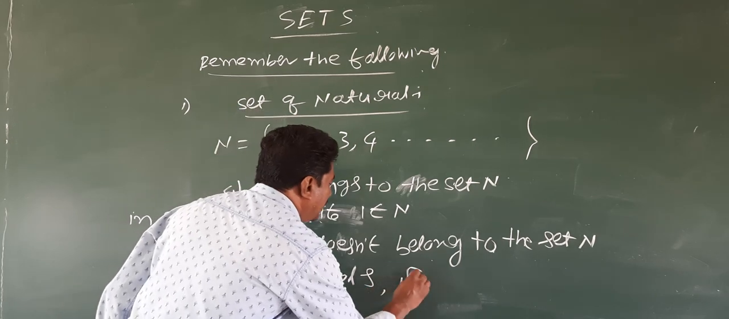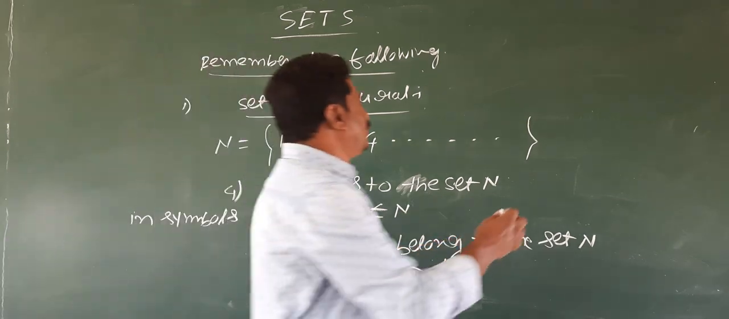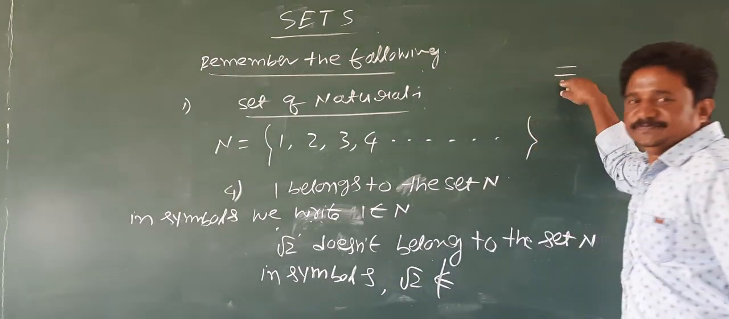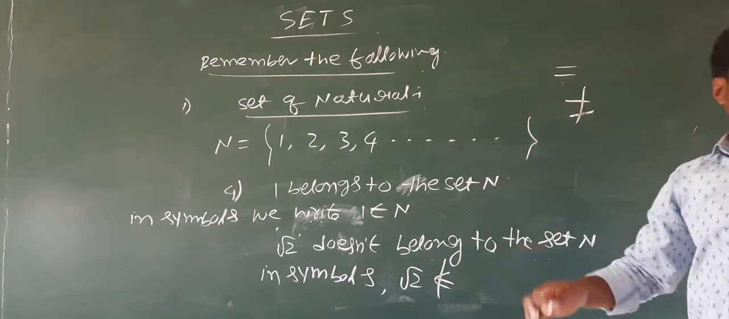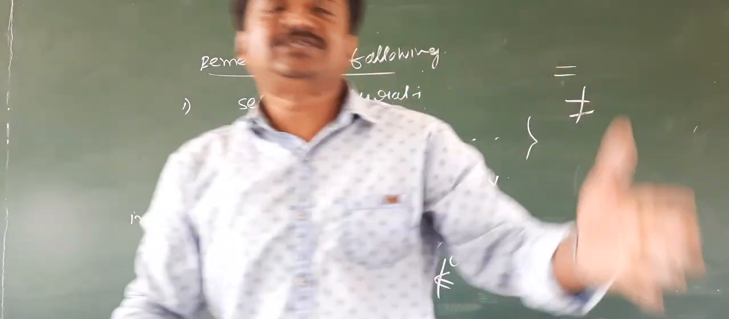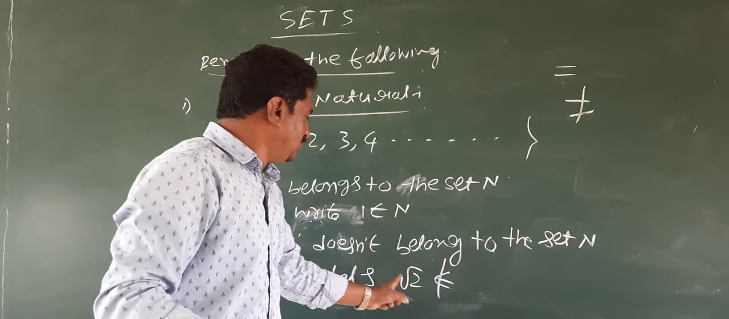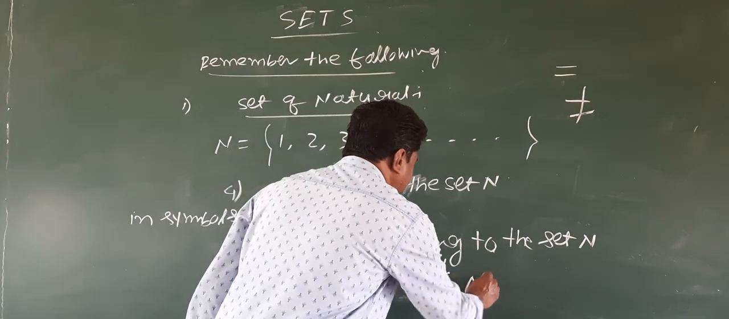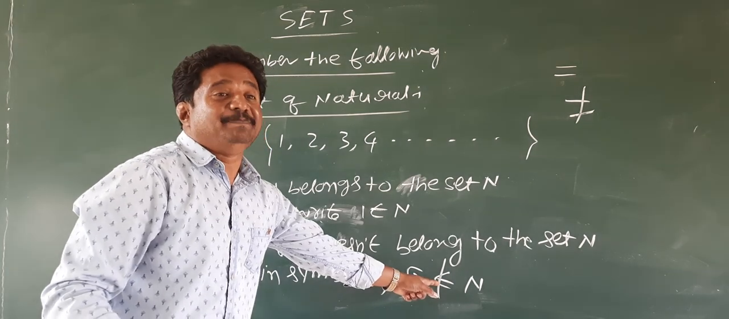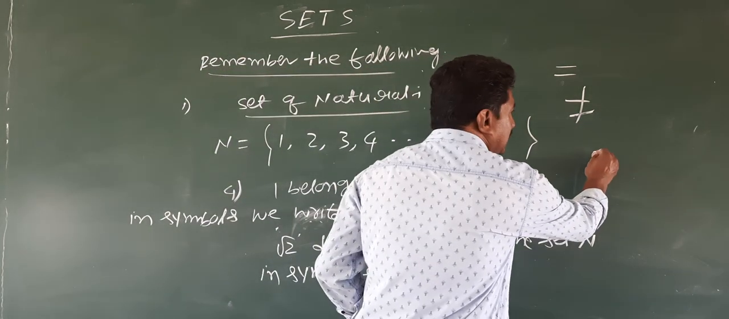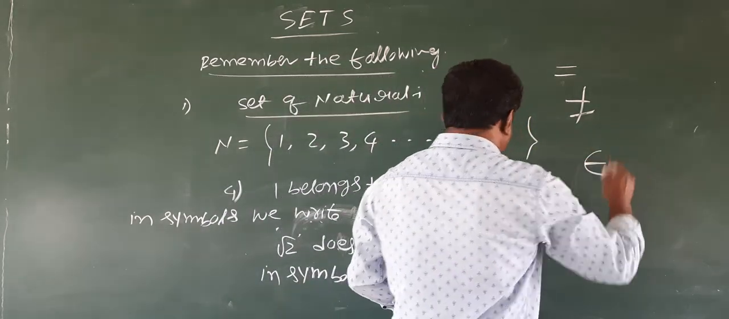In symbols, we write root 2 does not belong to N. Look at this, friends: how do you write not equals? Just put a cross on the equals sign and it becomes not equals. So you put a bar on the belongs-to symbol: root 2 does not belong to N. This is the symbol for belongs to.